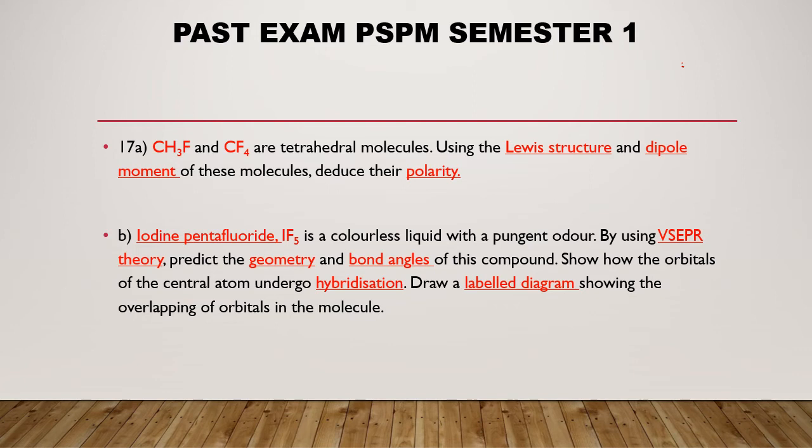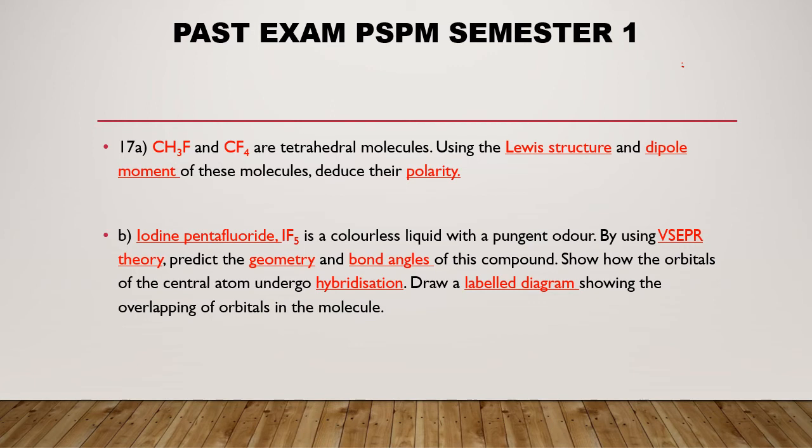So let's continue with question number 17B. Iodine pentafluoride is a colorless liquid with a pungent odor. By using VSEPR theory, predict the geometry and bond angles of this compound. Show how the orbitals of the central atom undergo hybridization. Draw a labeled diagram showing the overlapping of orbitals in the molecule.